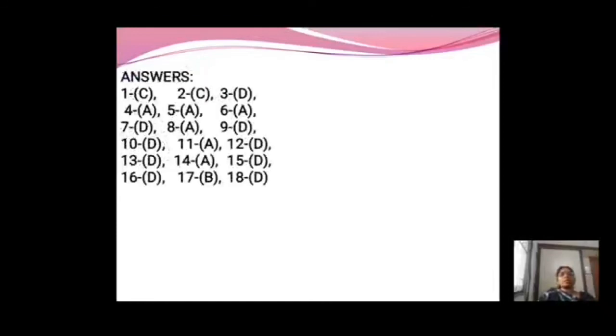Check the answer now. Answers, first option is C, second one C, third is D, fourth A, 5A, 6A, 7 is D, 8A, 9D, 10 is also D, 11A, 12D, 13 is D, 14A option, 15th is D option, 16th is also D option, 17 is B and 18th is D.